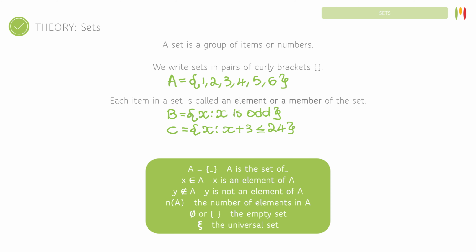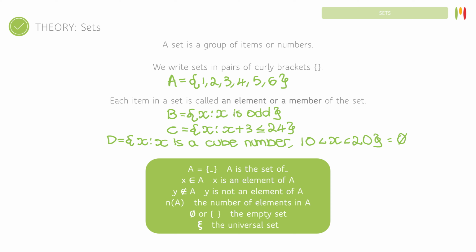We can write an empty set in two different ways. We can write a circle and draw a diagonal line through it, or we could draw two curly brackets with nothing between them. The empty set is a set that has no members. For instance, if we have set D, which is the set of cube numbers between 10 and 20, then D is equal to the empty set, as there are no cube numbers between 10 and 20.